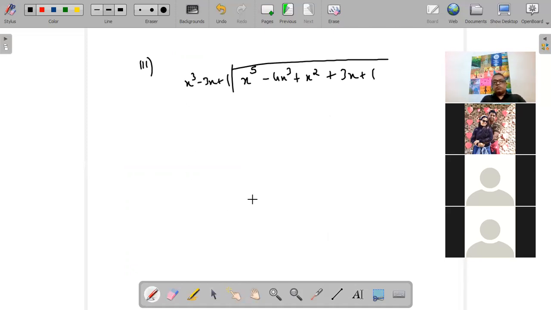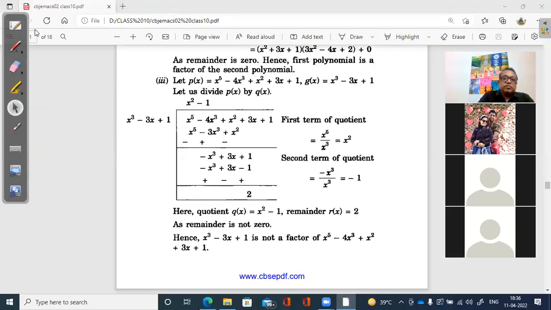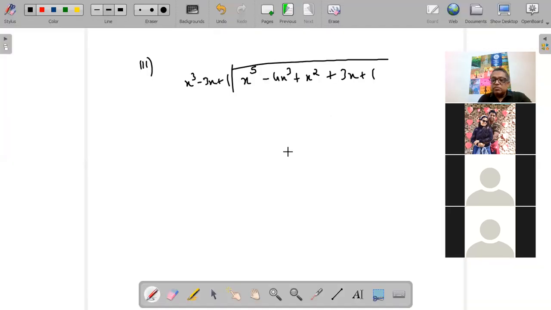Sir, I am getting remainder as 2. So the remainder came 2, right. The remainder can be 0, it can be anything else. So if you are not getting 0, that means it is not a factor. It is a factor only if it is 0.